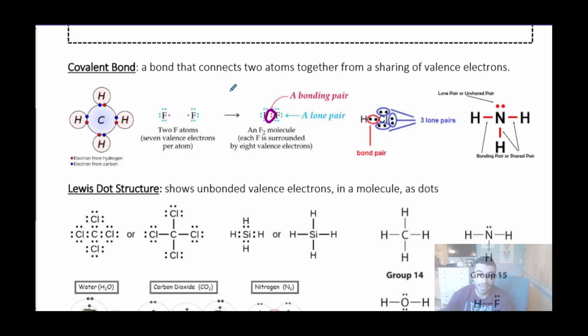The other pairs of electrons that the fluorine had before they bonded, they still have after bonding, but they're not participating in the bonding. We call those lone pairs. Those are important to show in a Lewis dot structure because that is going to lead us into the shape of a molecule. We'll cover that in chapter 7. So you should be familiar with those terms, bonding and lone pair.